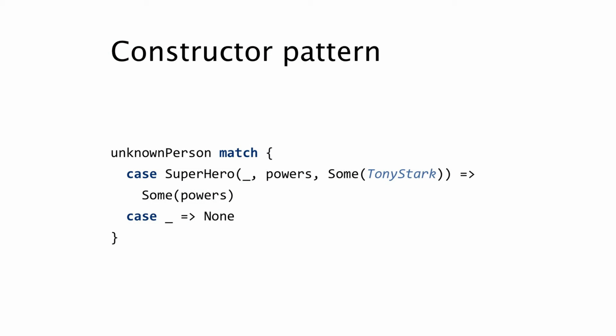So let's get back to the original code. I'll show you it's a Tony Stark character. This is named a constructor pattern, and it's in this shape here. Is a name of a constructor, the class superhero, and behind it are 3 nested patterns for each of superhero's parameter. So if you recall, the first superhero class parameter is name.